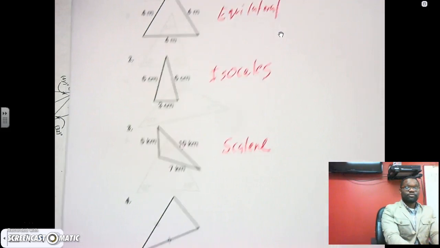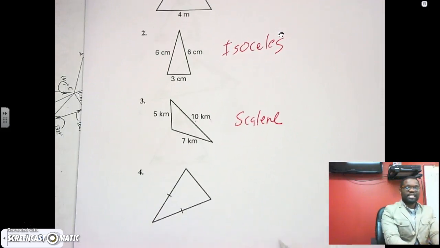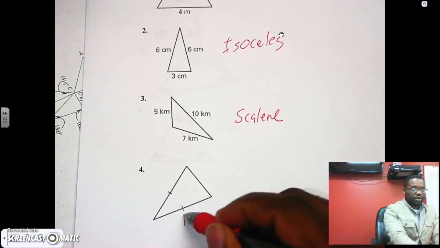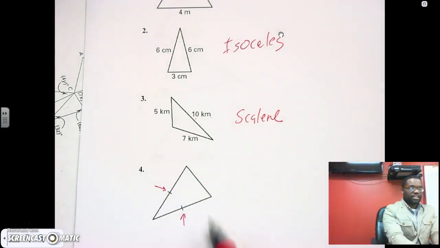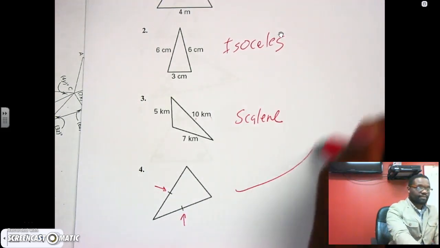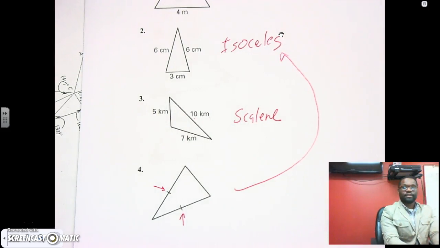Now, notice number 4 is different. Does number 4 give me any numerical values at all? No. It gives me these little marks right here, which tell me that these two sides are congruent. So again, this one is what? Isosceles. That's right. All right.